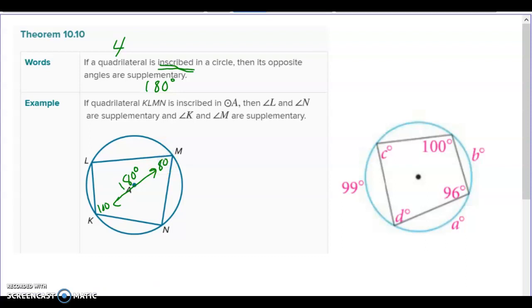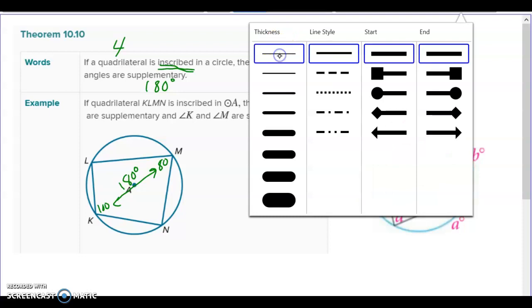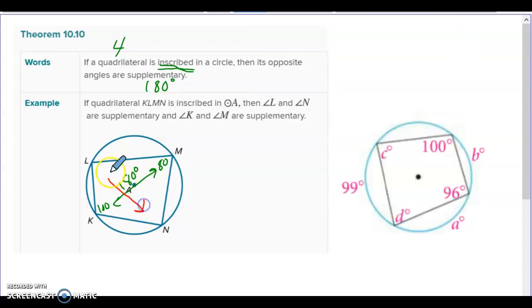Okay, and then these two are opposite each other, so those two would add up to 180. So if this one is 120, then this one would be 60. Okay, so the opposite angles have to add up to 180. So like on this picture over here, I know that this one is 100, so over here this one would be 80. Okay, and I know that that one is 96, so then angle C would have to be 84.